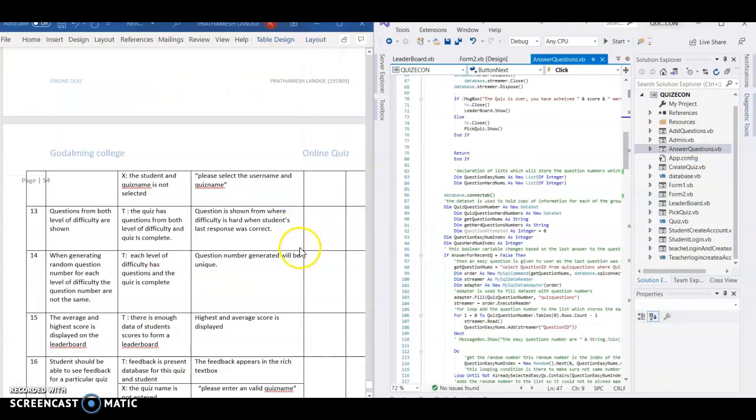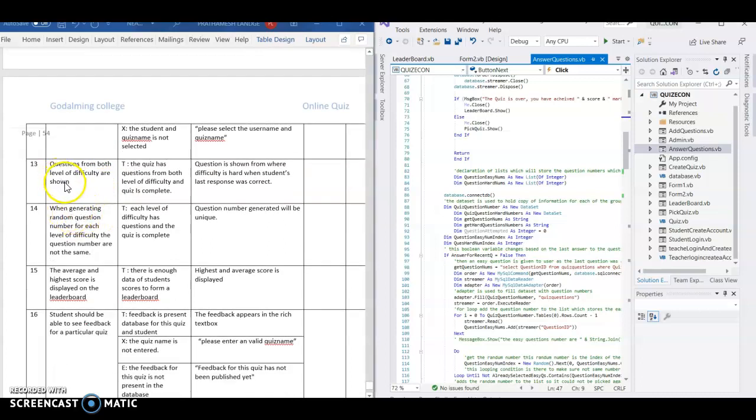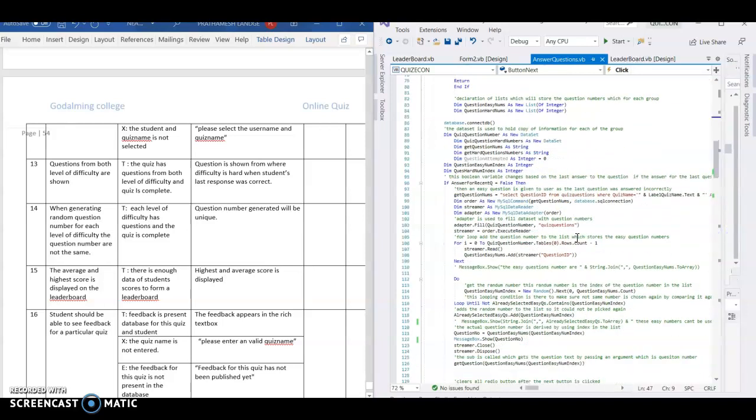So, hi, we're going to do this test. 13 questions from both levels of difficulty are shown. In this quiz, if the first question they're given is an easy one, and they get it right, the next question is a harder one. If they keep getting it right, they keep getting harder questions, from the harder group of questions. And if they don't get it right, the next question is easy.